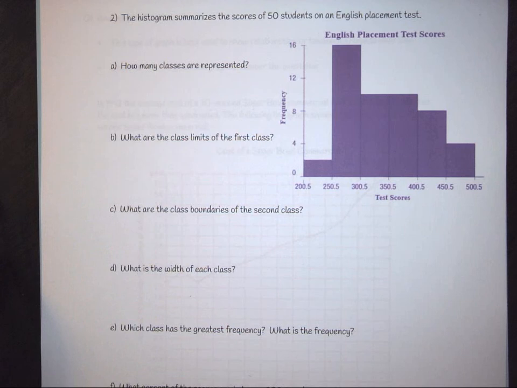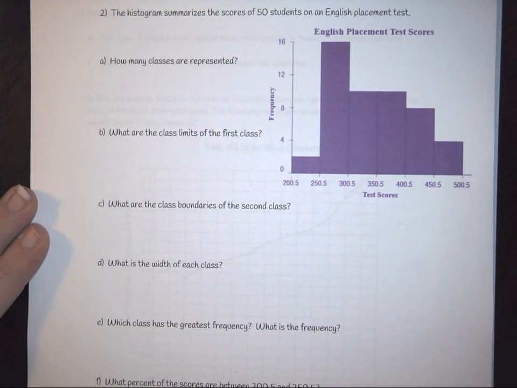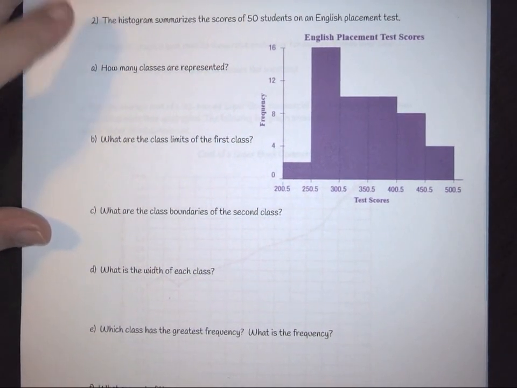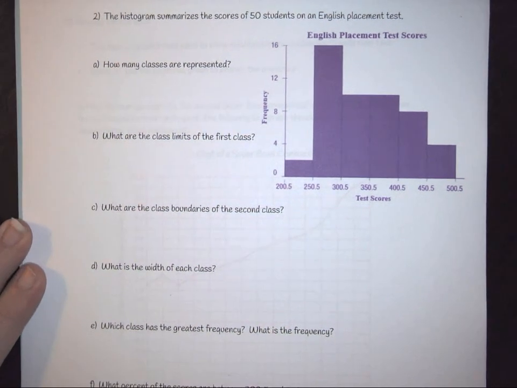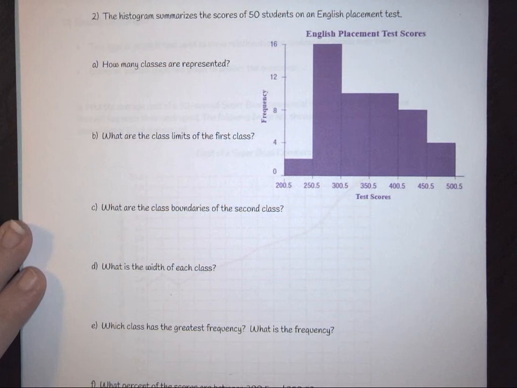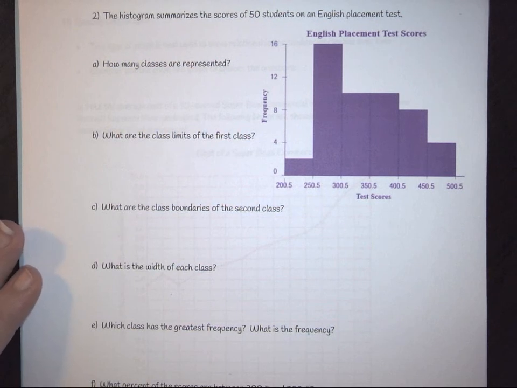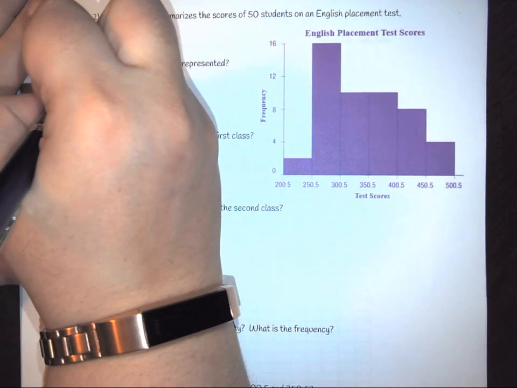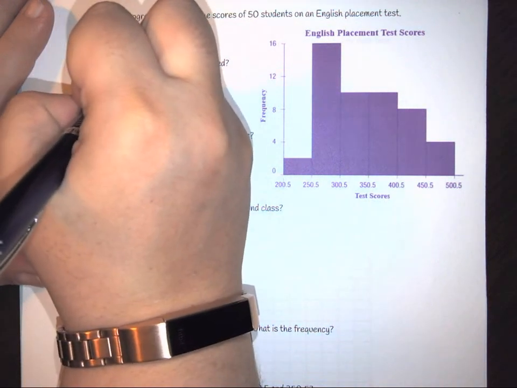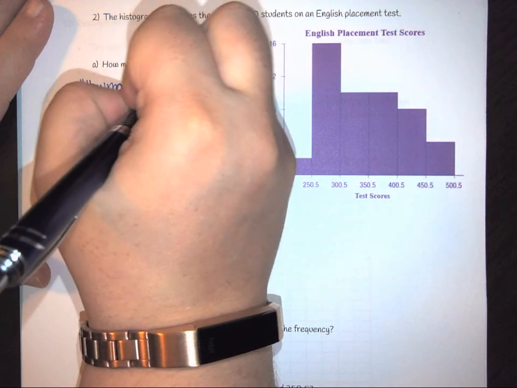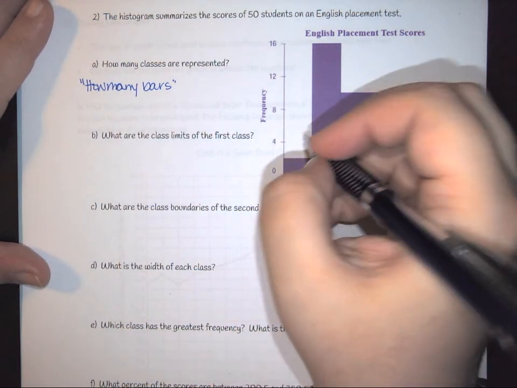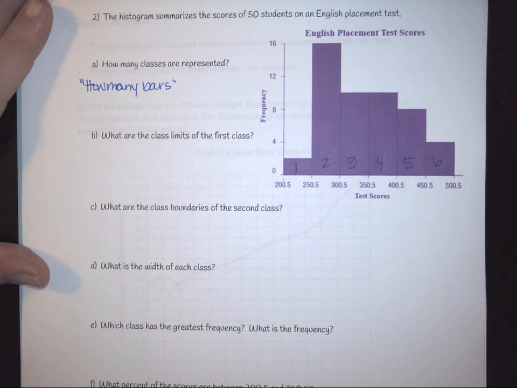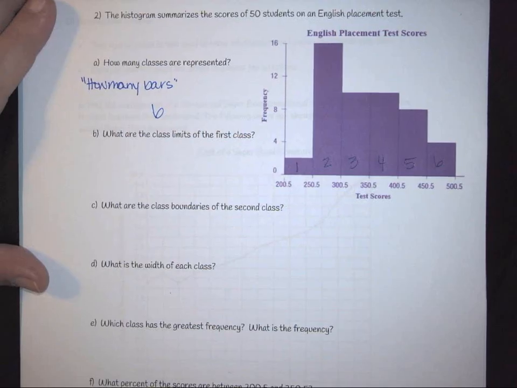Now the histogram here is going to be slightly different, because your histogram is going to ask you to go through and analyze it completely. So here this histogram is summarizing scores of 50 students for a placement test. The first thing we want to know is how many classes are represented. So remember, this is asking you essentially how many bars do you have. We would count 1, 2, 3, 4, 5, and 6. So we would say that we have 6 classes represented.